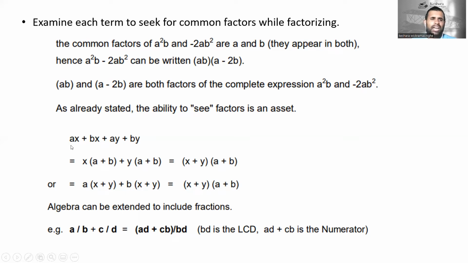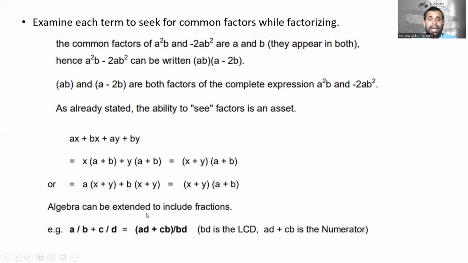Okay. Example, ax plus bx plus ay plus by. So then we can take out x from these two terms, so then a plus b. Plus, when we take out y, we get a plus b. So then we can say x plus y. Because a plus b is common, x plus y into a plus b, or (x plus y)(a plus b). This is how to see the factors in some equations, right?